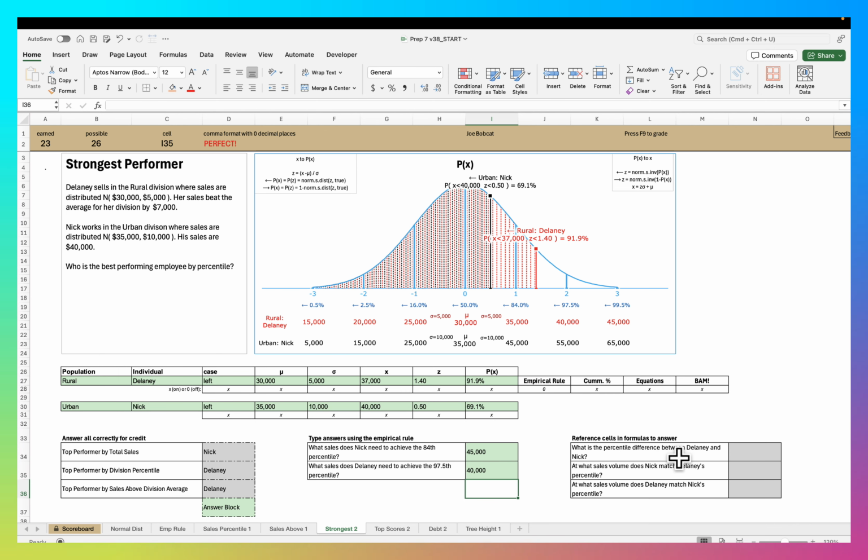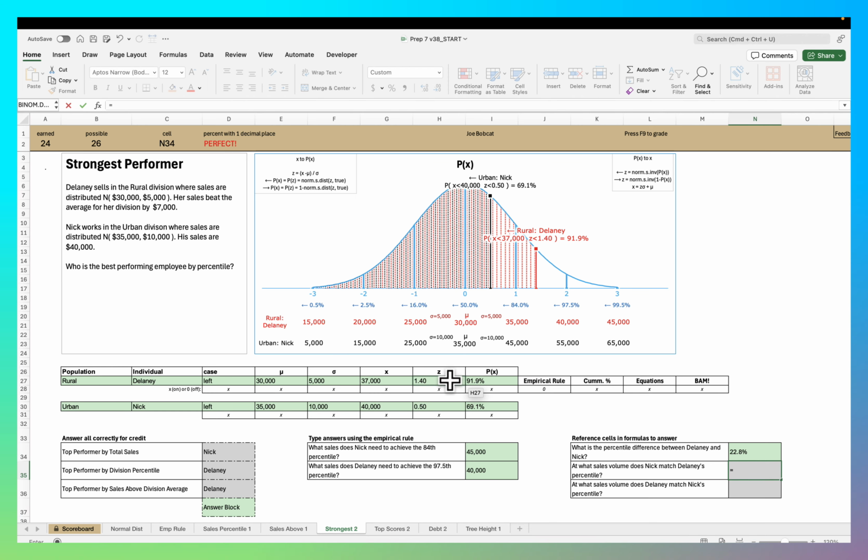And what is the percentile difference between Delaney and Nick? For these, we need to reference cells. So there's Delaney minus Nick. And now we get two questions that are probably the hardest ones on the page. At what sales volume does Nick match Delaney's percentile? Okay, so we're trying to get Delaney's percentile.